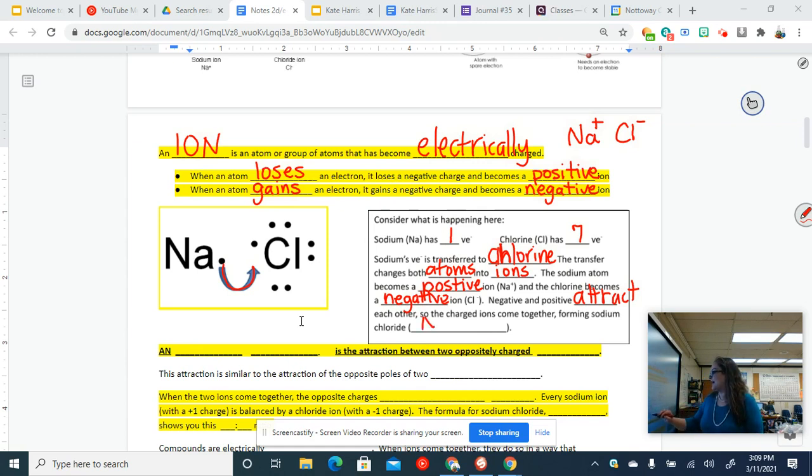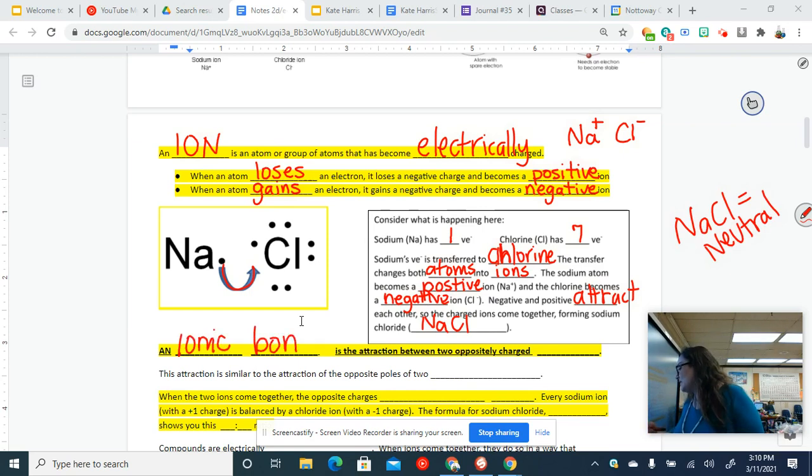Negative and positive attract, just like magnets. So when the charged ions come together, we get NaCl. And the positive and the negative balance each other out. So NaCl itself is neutral. It's electrically neutral. So what are we talking about today? Ionic bonds. An ionic bond is the attraction between two oppositely charged ions. I want you to think about it the way you think about magnets.